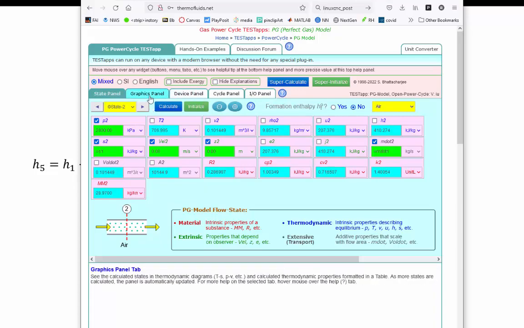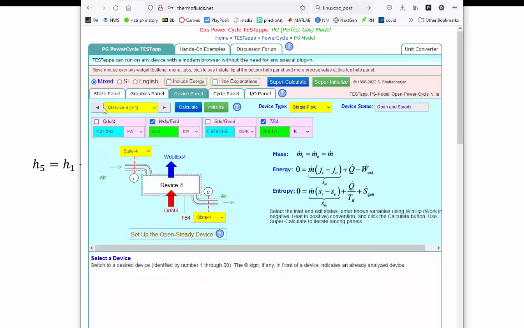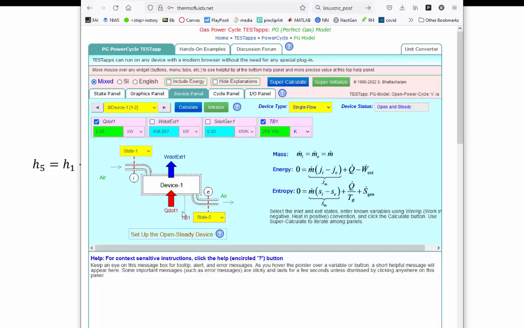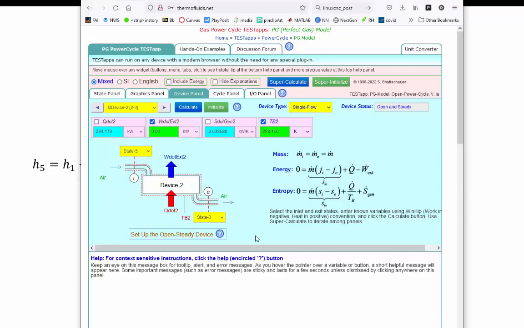So now here's our state 5. It looks like it's up and to the right like we'd expect, but now we need to connect our device. So come over here, back to device 1. It's not going 1 to 2, it's actually now going 1 to 5. And then the next device is going 5 to 3. So that's what we want to do.